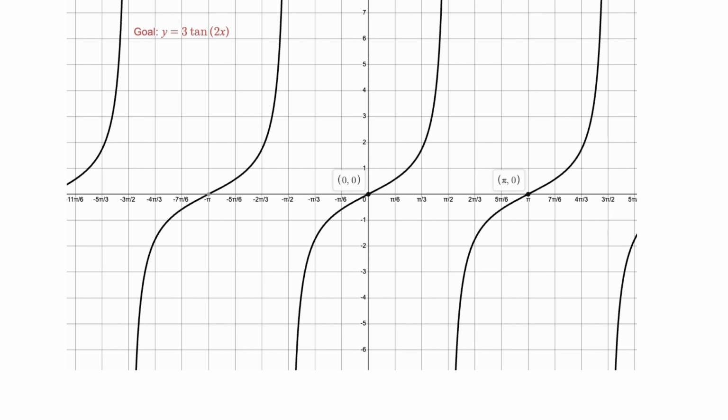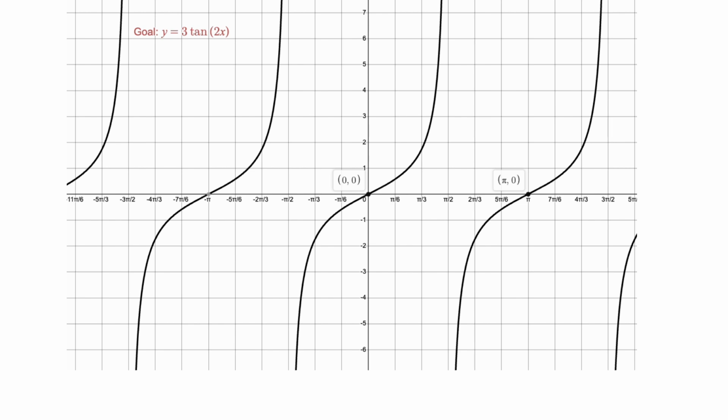Also, since the tangent graph is an example of an unbounded graph, we do not have the concept of amplitude anymore. That was specific to sinusoids because they are bounded. Sinusoids have a maximum value and a minimum value that the graphs evenly oscillate back and forth between. We don't have that with any of these other functions, the tangent, the cotangent, or the secant or the cosecant.